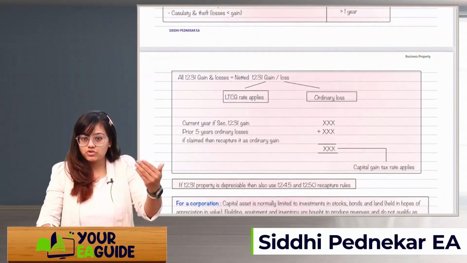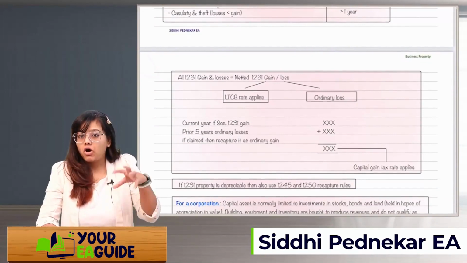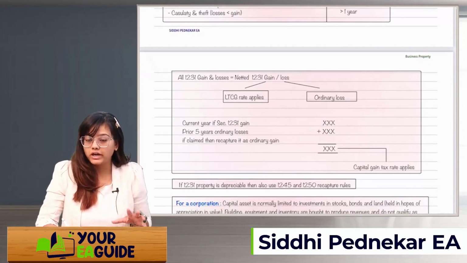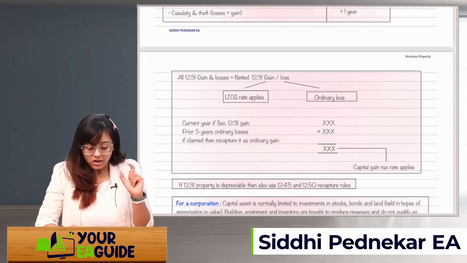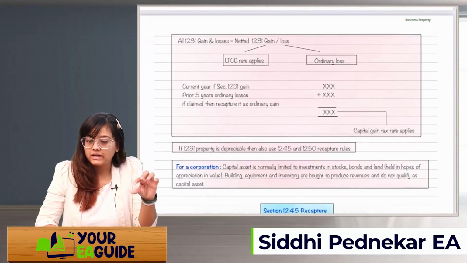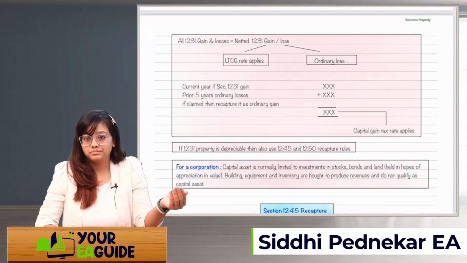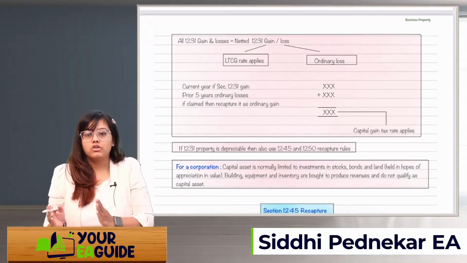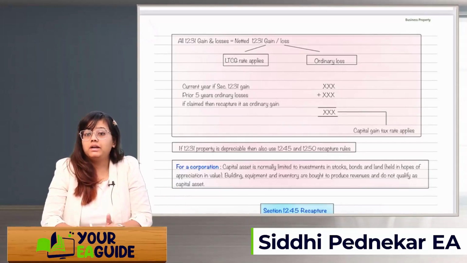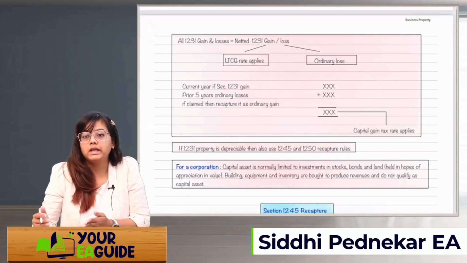For example, if you have sold 5 properties, all the gains and losses of those 5 properties will be taken as an overall. It will be netted off. Once the netting off is done, whatever is your gain will be considered as a capital gain. But if it's a loss, we will not call it a capital loss and carry it forward, but it will be called an ordinary loss.